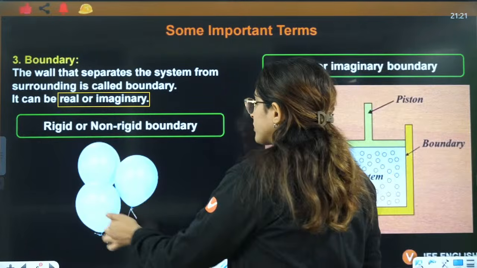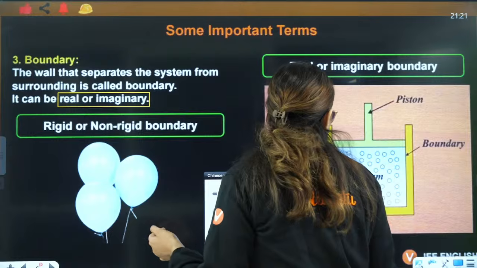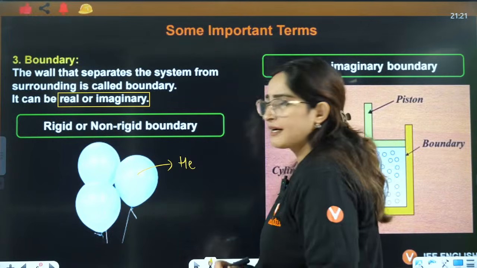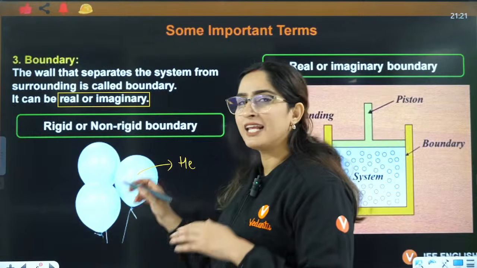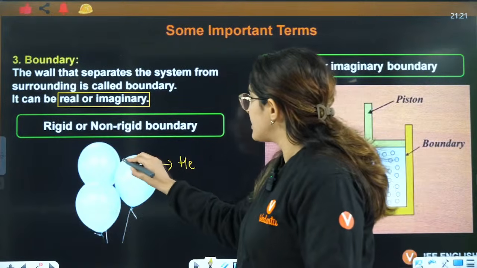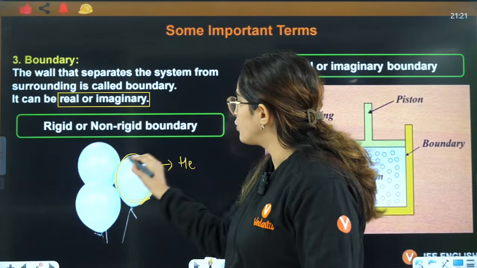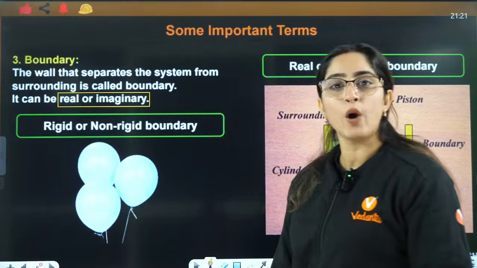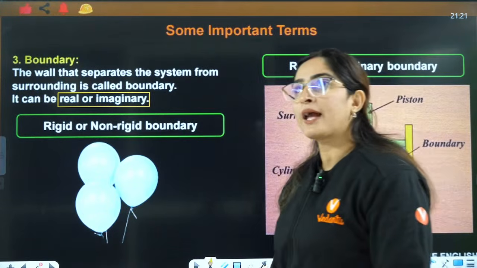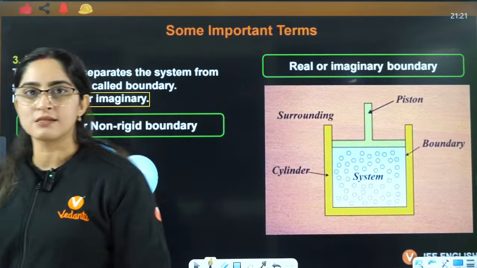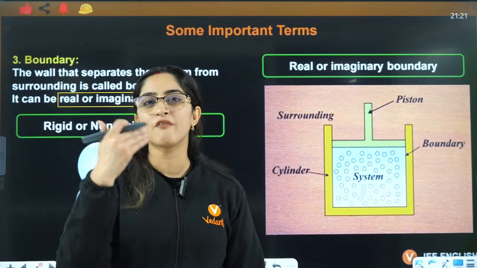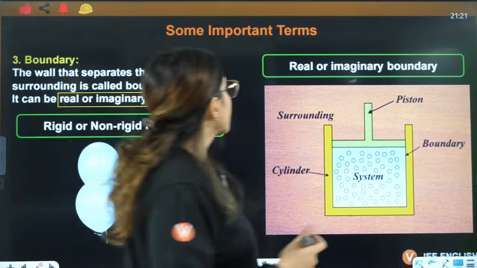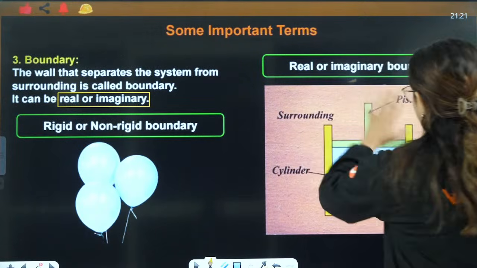If you talk about this balloon, let's say I have helium gas inside it. That helium gas is my system. So this will be the defined boundary that you will have, a defined rigid boundary. Sometimes we are talking about gases that don't have a defined boundary from the surrounding. So a real or imaginary boundary can be there.